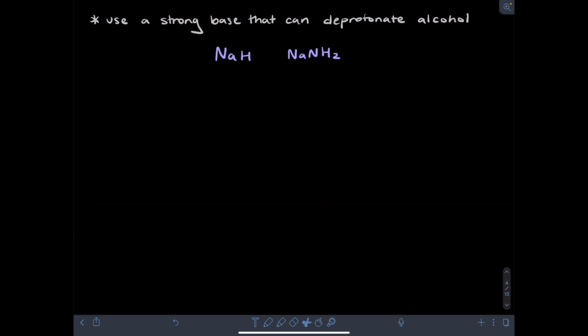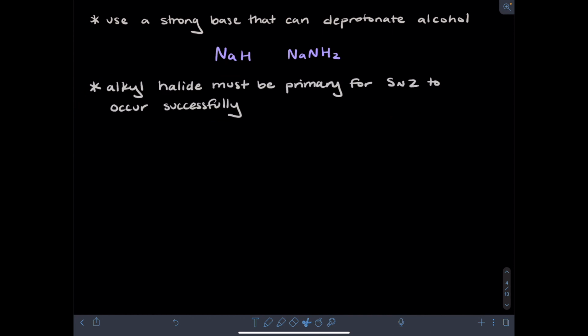In order to have a successful Williamson ether synthesis, you should use a strong base that can deprotonate the alcohol. Two common ones are sodium hydride or NaNH2. And because an SN2 reaction occurs at the alkyl halide, the alkyl halide should be a methyl halide or a primary alkyl halide. If a secondary or tertiary alkyl halide is used, E2 is favored rather than SN2, so the desired substitution reaction will not take place as the major product.